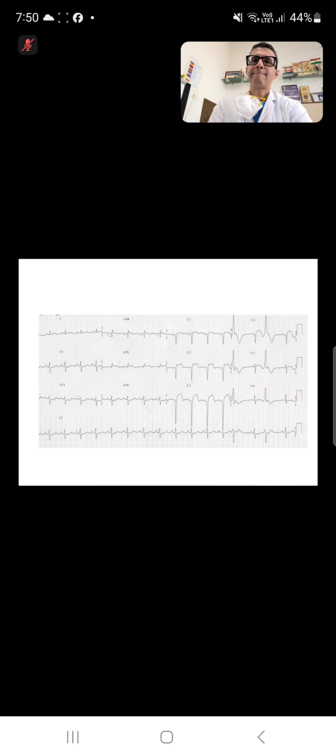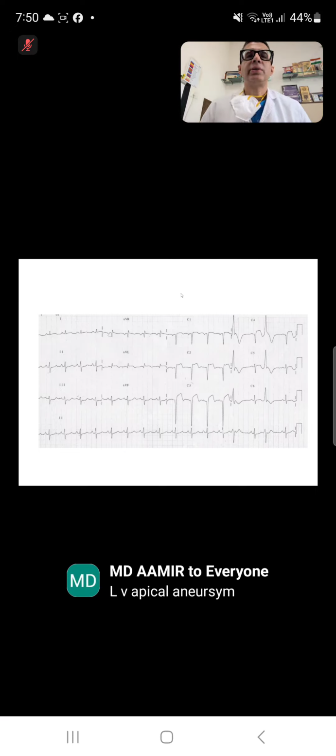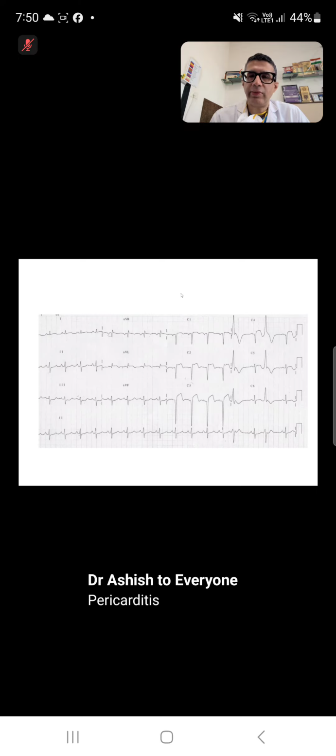Anyone else can also answer. It's not necessary that only Sirisha should keep answering. Amir mentioned apical aneurysm, so a dyskinetic segment. Apical aneurysm can produce persistent ST elevations. What else? So re-MI, non-revascularized MI, LV aneurysm, and Ashish mentioned pericarditis. That is the differential diagnosis of persistent ST elevations.